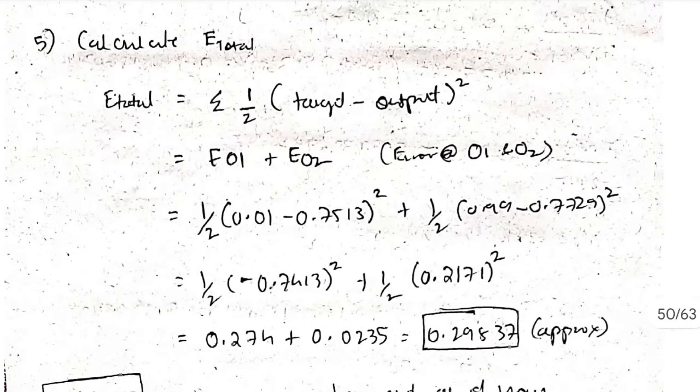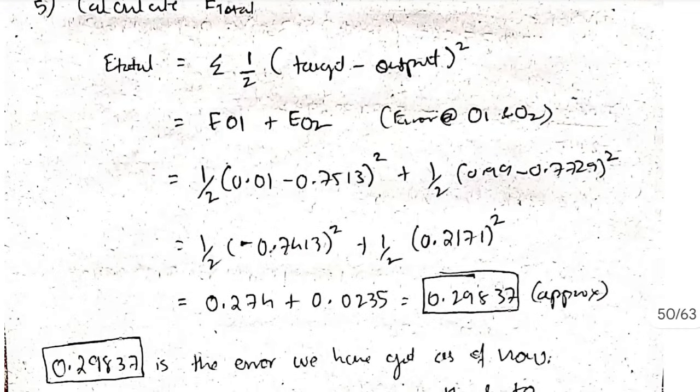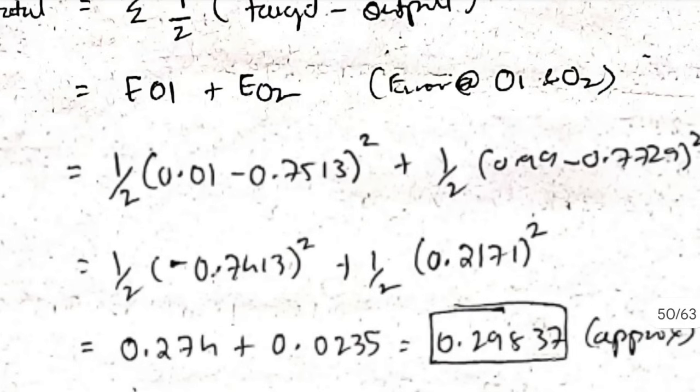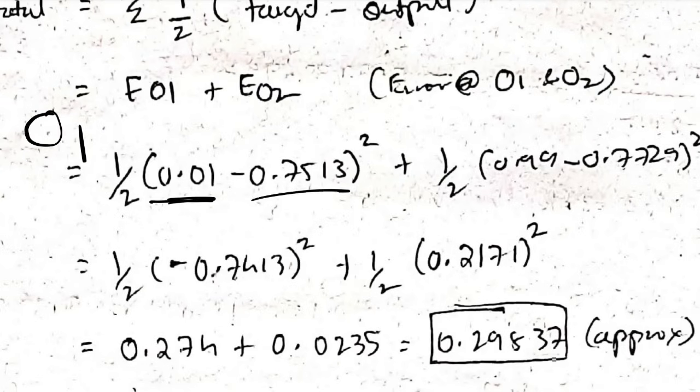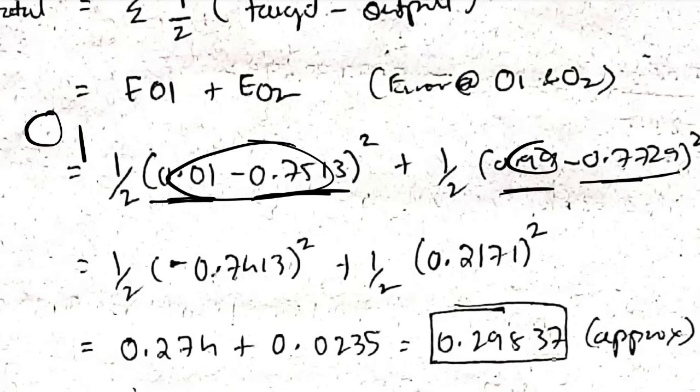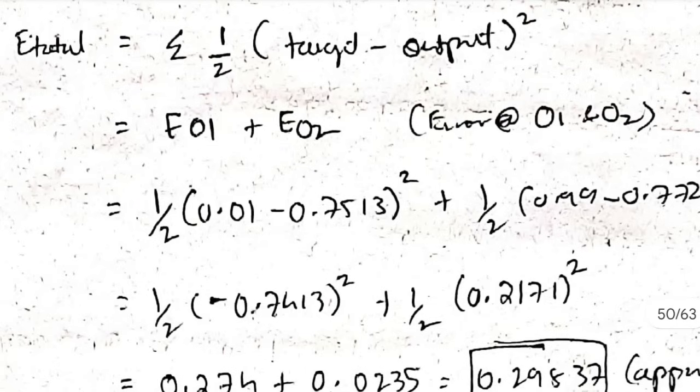In the separate place, when I calculate the total output, it means what is the error I am getting. See here, 0.01 was my expected at the O1, but I got 0.7513. That is a different value. Here also 0.99 was expected, but I got 0.7729. Here also it's not the expected value. When I don't get the expected value, I have to calculate what is the overall error happening. So this is how you will calculate error.